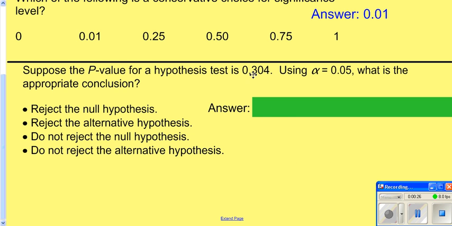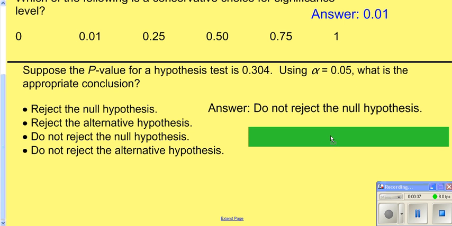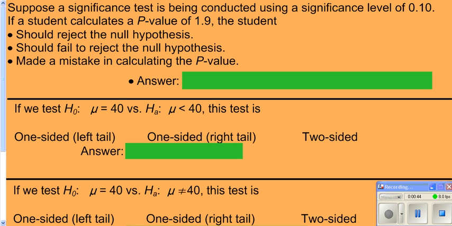Now, we would reject the null hypothesis if our p-value of 0.304 was smaller than our 0.05 significance level. So therefore, we would not reject the null hypothesis. We would fail to reject the null hypothesis.